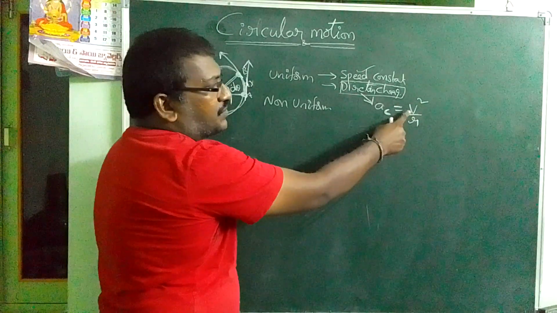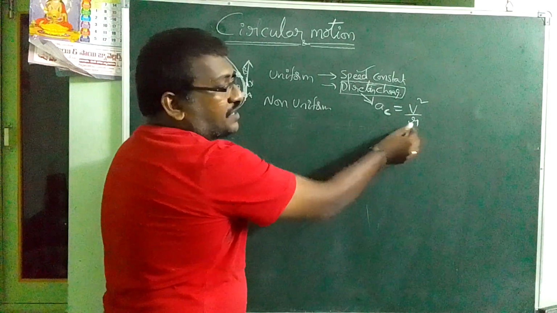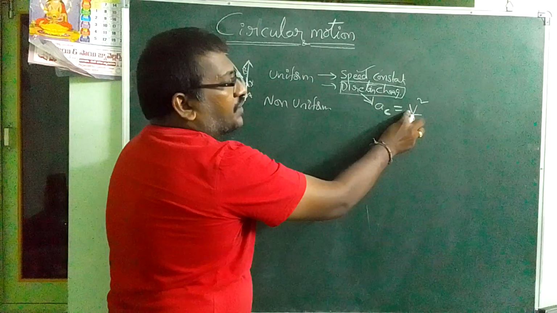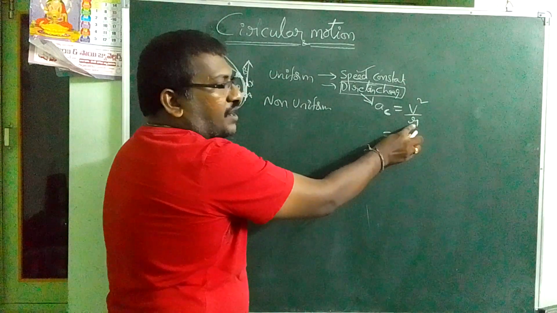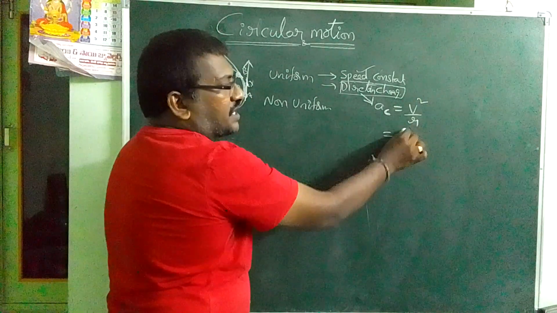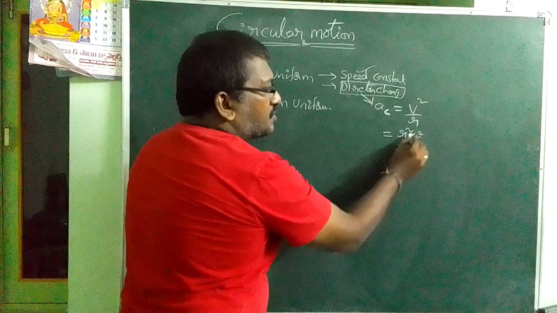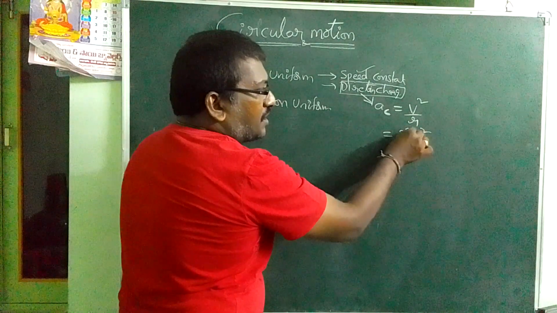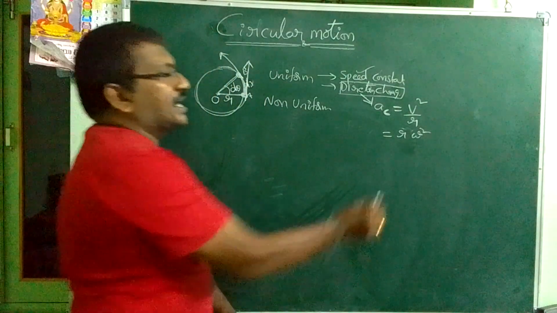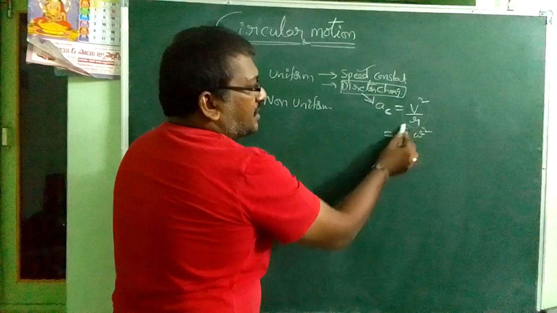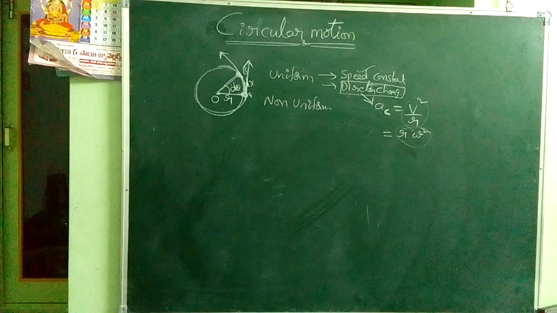The formula is a_c equals v square by r, where v is the linear velocity and r is the radius of the circular path. You know clearly v equals r omega. Substituting r omega, you get r square omega square by r. In r square, one r is cancelled. Finally you get r omega square. That is the centripetal acceleration in terms of linear velocity and in terms of angular velocity.